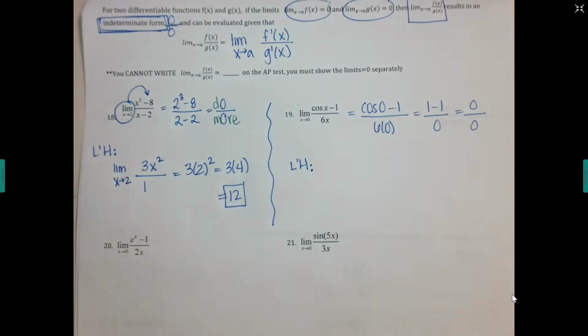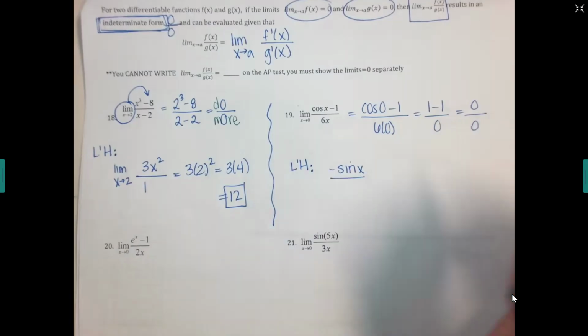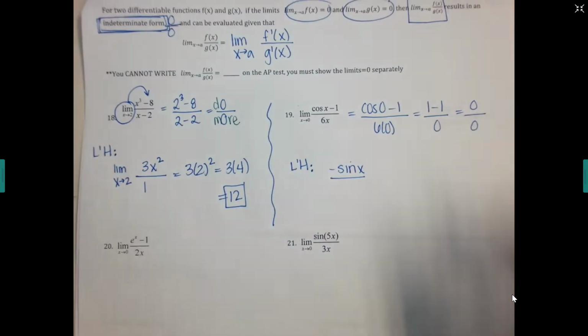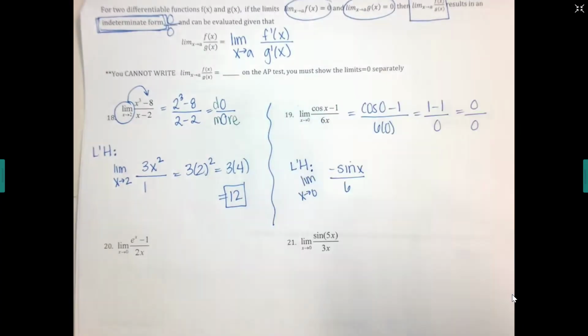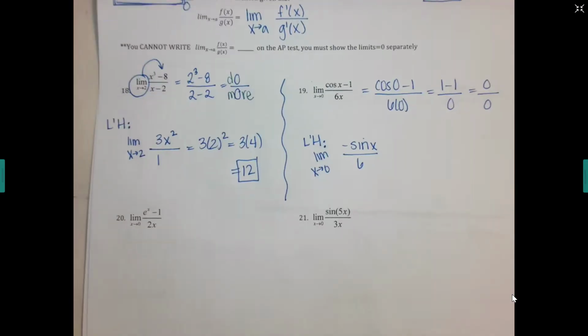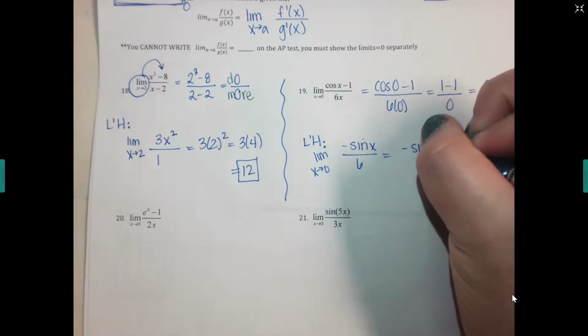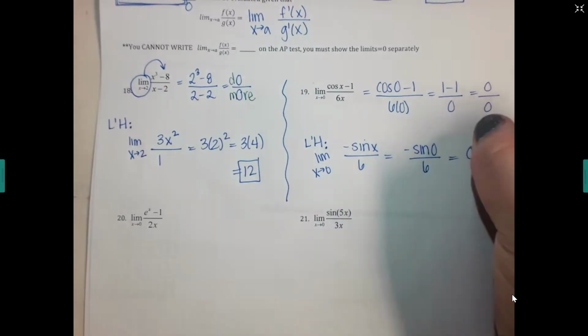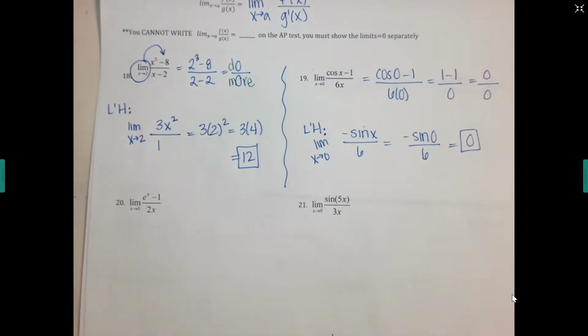Cosine x minus 1, what's the derivative? Negative sine x. 1 goes away. On the bottom, 6x would just go to 6. And then you're going to retry the limit as x approaches 0. What is the sine of 0 when I plug that in? 0, and 0 divided by 6 is 0. Okay, the minus 1 when you take the derivative, since it's a constant, would drop off.